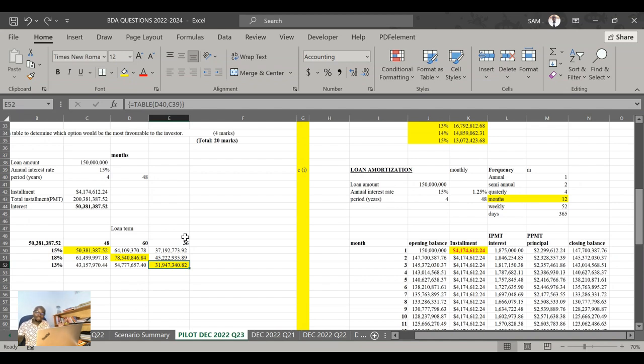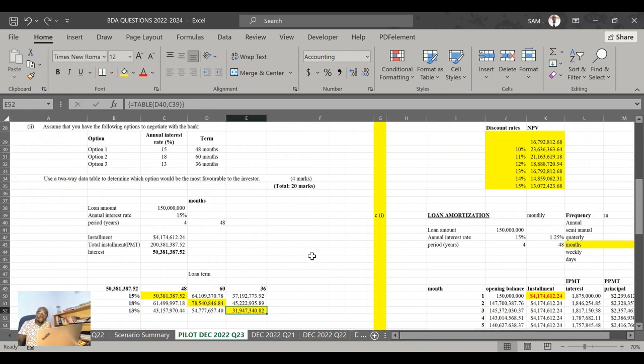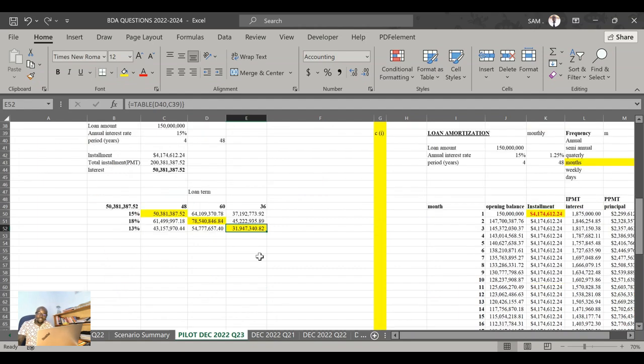You see how useful that tool is? That is how you apply two-way data table or two-tail data table. You can also call it two-variable data table. And that concept wraps up the question. And by applying the three sensitivity analysis tools, goal seek, scenario manager, and data table, you are going to score a total of 20 marks. Beautiful, right? So that is how you apply those concepts, and I believe you have learned something.